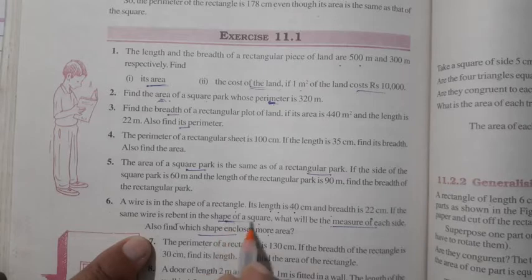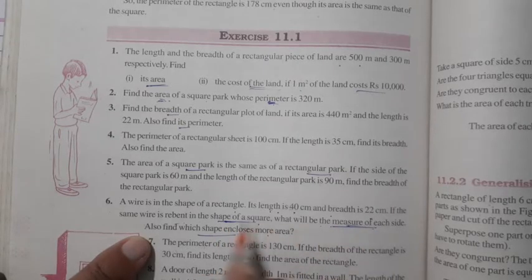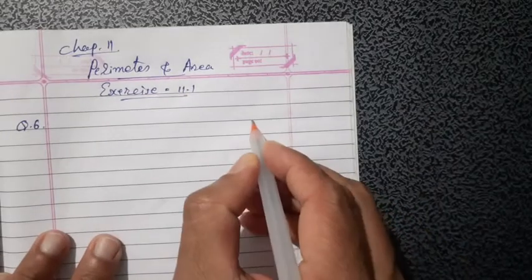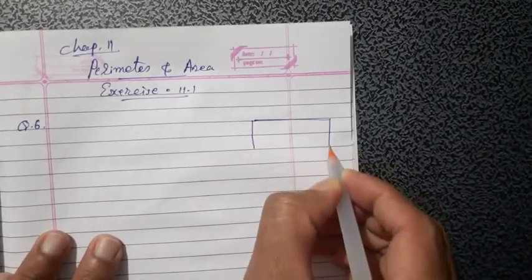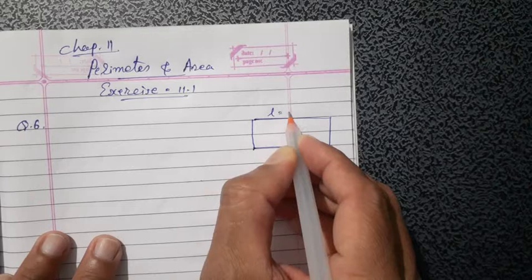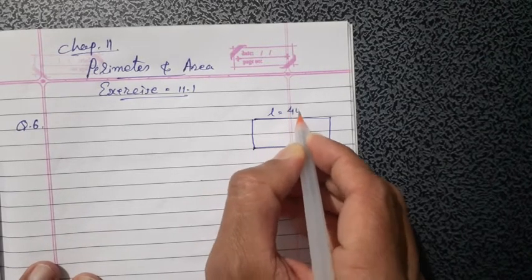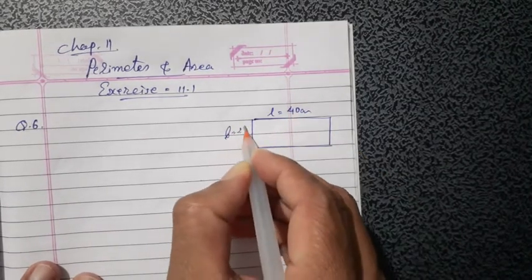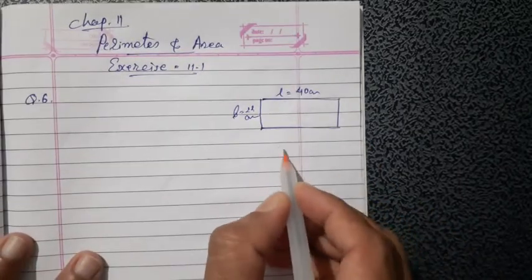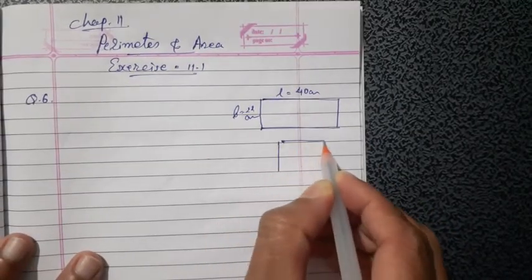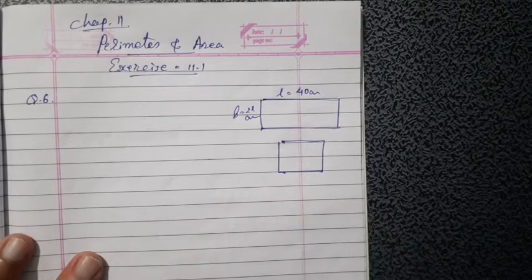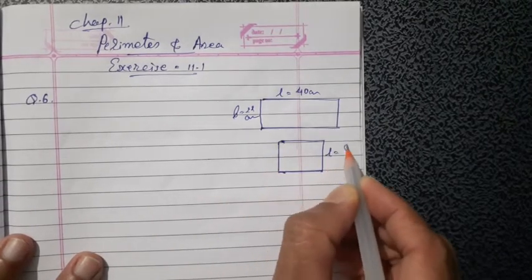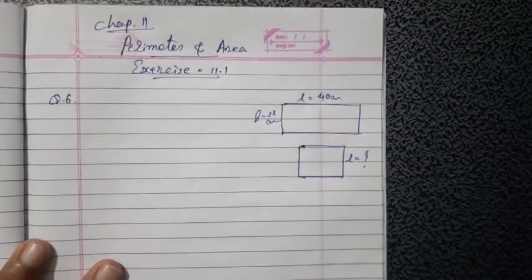So first we find out the measure of the side of that square if it's bent into square form. What is given? The shape of the wire is a rectangle, and its length is given, that is 40 centimeter, and breadth equal to 22 centimeter. Now that is bent into a square form. Then find out the length of that one. That is the question.